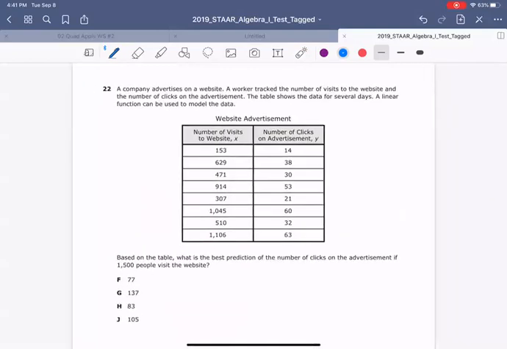Let's take a look at 22. You probably notice that this looks like a linear function, because it already says over here that a linear function can be used, right? If it's a linear function, then you can go ahead and use your slope to calculate.